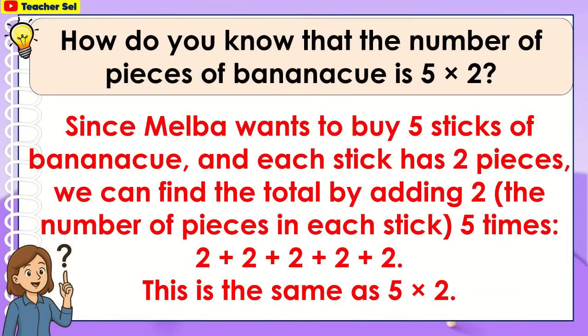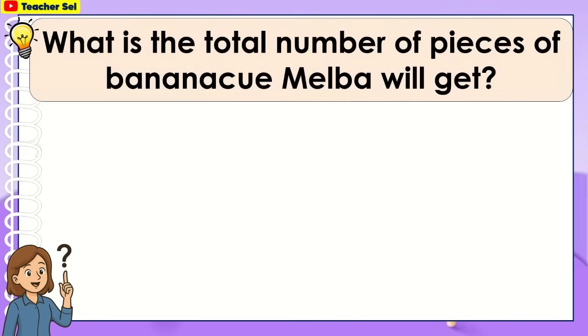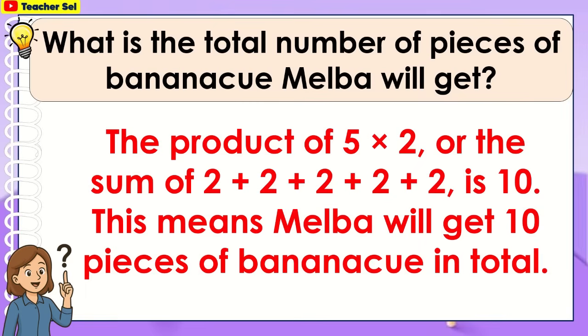Since Melba wants to buy 5 sticks of banana Q and each stick has 2 pieces, we can find the total by adding the number of pieces in each stick: 2 plus 2 plus 2 plus 2 plus 2. This is the same as 5 times 2. What is the total number of pieces of banana Q Melba will get? The product of 5 times 2 or the sum of 2 plus 2 plus 2 plus 2 plus 2 is 10. This means Melba will get 10 pieces of banana Q in total.